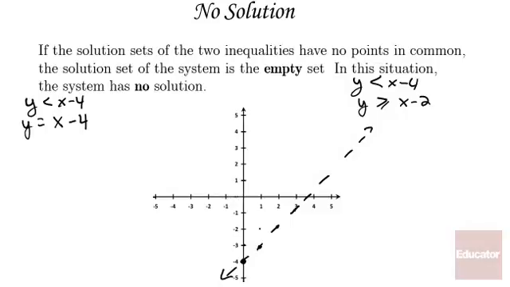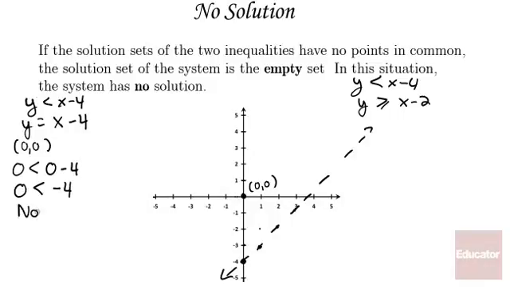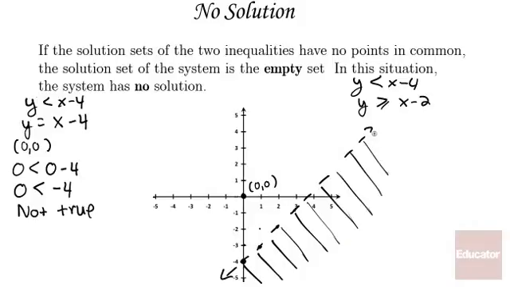Now I need to use a test point. And I'm going to use the origin as the test point. I'm going to substitute 0, 0 into the inequality and see what happens. This tells me that 0 is less than negative 4. And that is not true. Since that is not true, this is not part of the solution set. The solution set is actually below this line, the lower half plane. Okay, that was my first inequality.